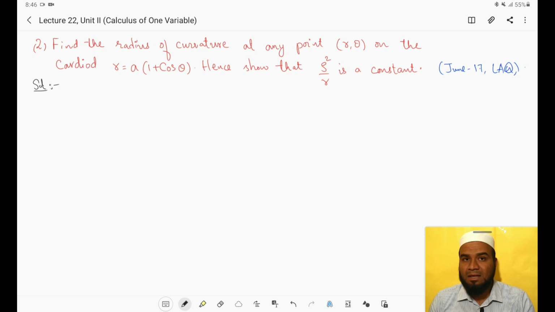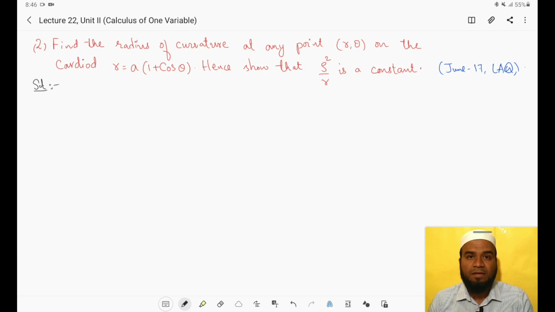The meaning is you have to remember that if a point is given, then after evaluation of r dash and r double dash, you have to substitute the point in r dash and r double dash before substituting the values of r dash and r double dash in the formula for finding radius of curvature, right? If a point is not given, directly you have to substitute the values of r dash and r double dash in the formula for finding radius of curvature.